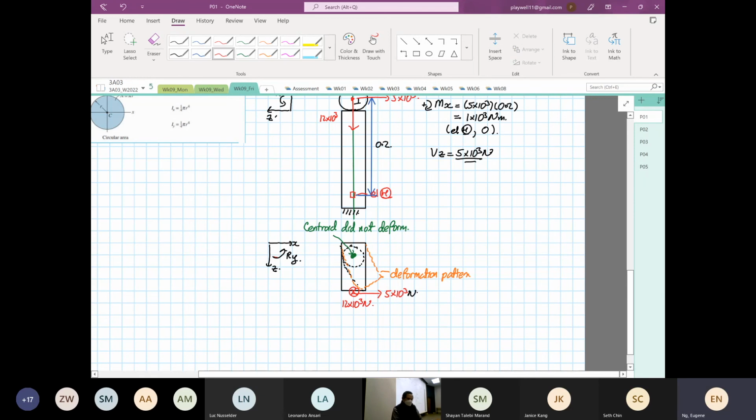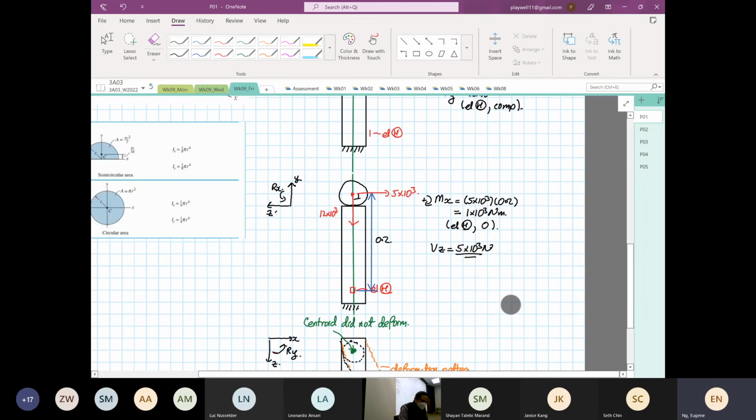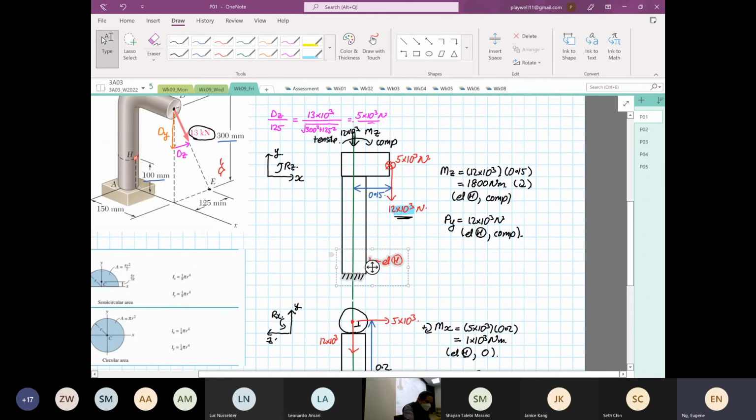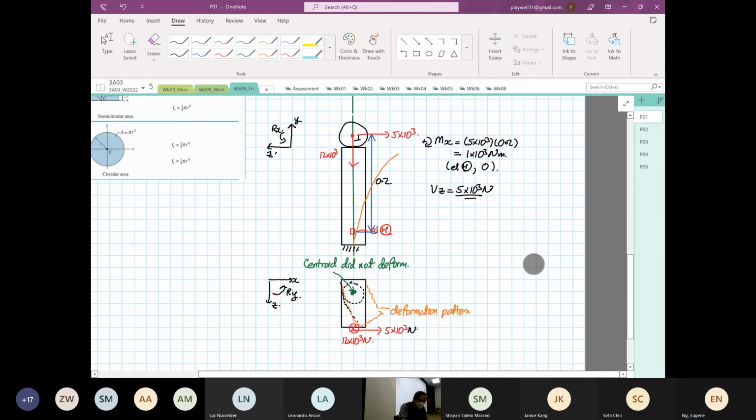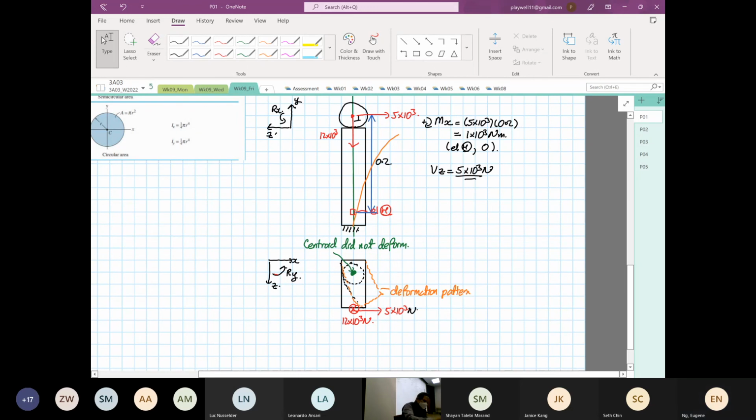Okay. So what you see over here, right? The centroid did not deform. Unlike the first two cases, when we apply the force or the moment, the centroid will deform this way. This one will deform this way. This one will also deform this way. Right? So for this case, the dot remains there. So when that's the case, it's going to be the torque.